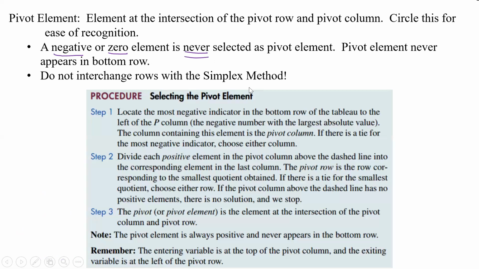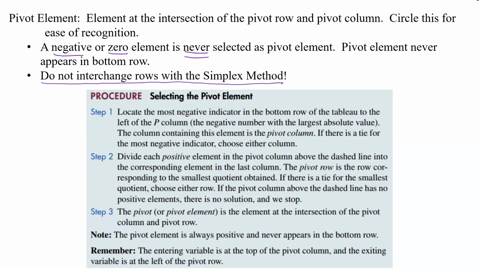Now, one other thing that's very, very important is we cannot interchange rows with the simplex method. So unlike matrices, where we could switch rows to make things easier, you can't do that here. And so always keep the rows the same. So that's what I was talking about when we're doing matrices. You have to keep them the same in this linear programming stuff, and that's why we have to do this.